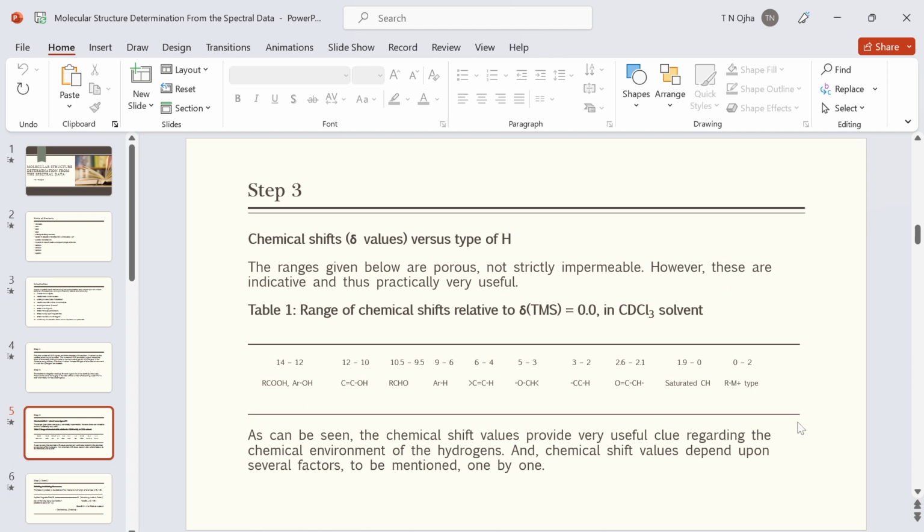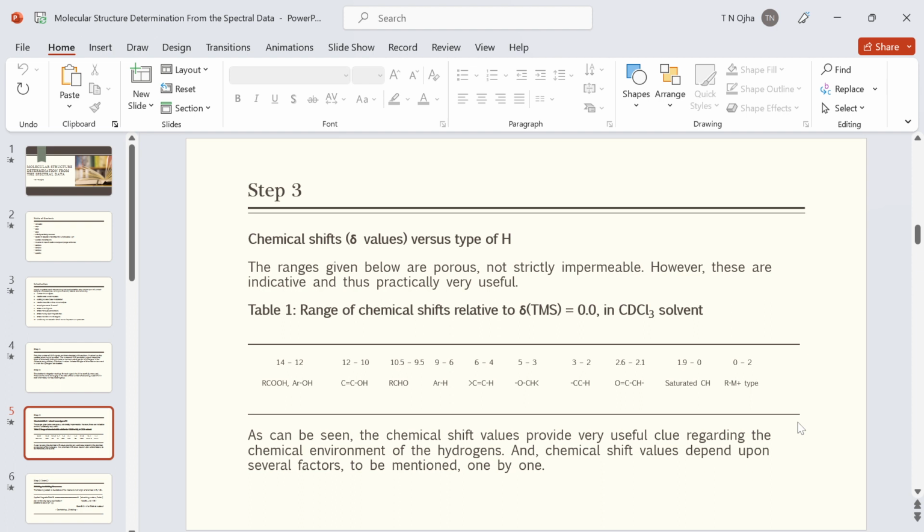Step 3. Chemical shift values for each type of H. The ranges given below are porous, not strictly impermeable. However, these are indicative and thus practically very useful. Table 1 lists the range of chemical shift relative to TMS. For TMS, the value is 0.0 delta ppm in CDCl3 solvent.